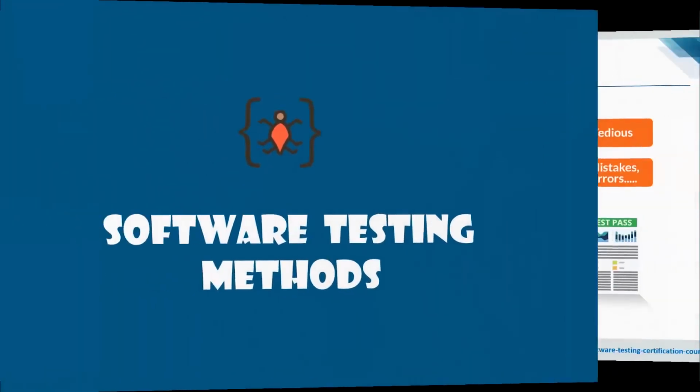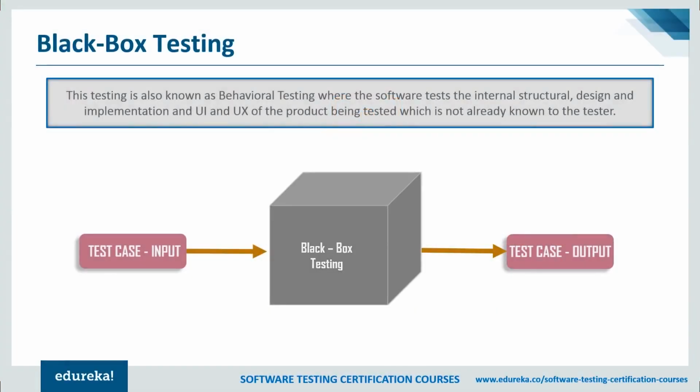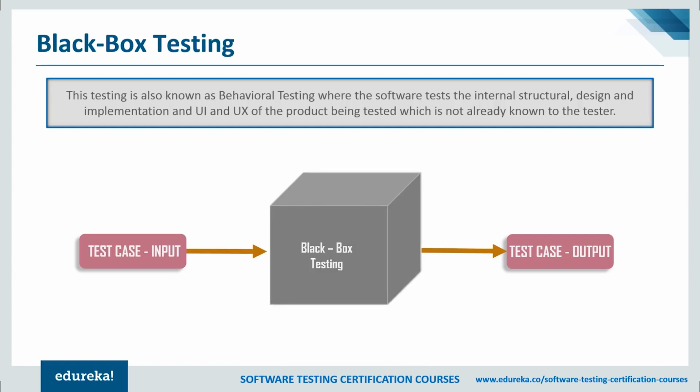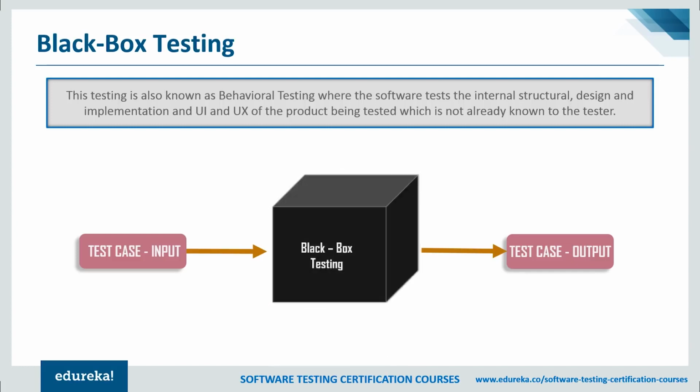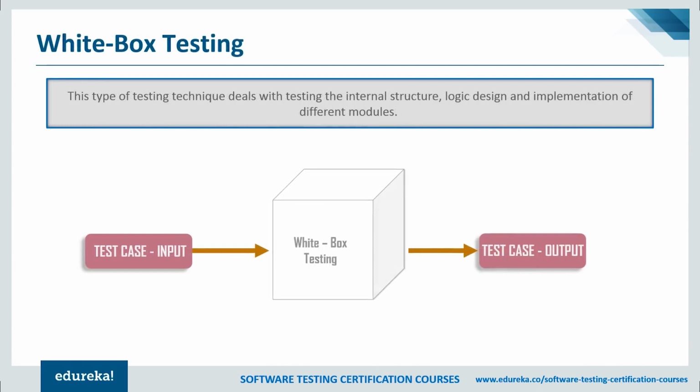Now let's see different testing methods of software. First is black box testing. This testing is also called behavioral testing, where the tester does not know the internal structure, design and implementation of the product being tested. That is the reason it is called black box, where the input is passed as a test case to the black box, but the internal implementation details are not known to the tester and the output is being given.